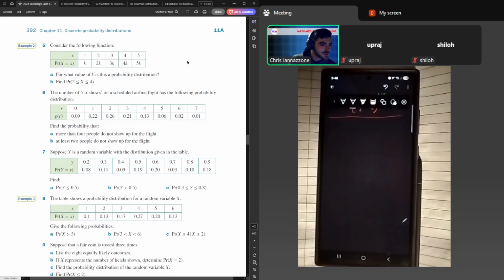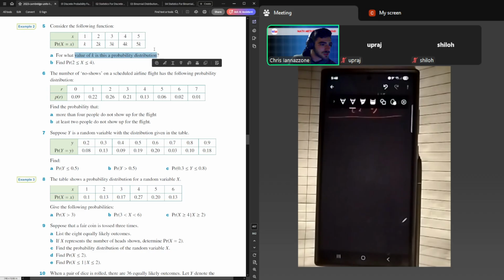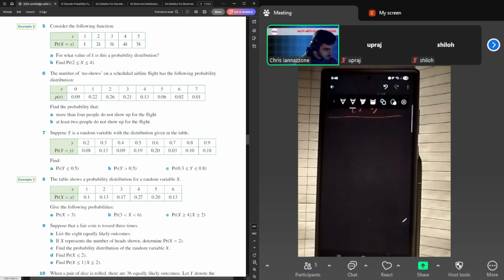Sweet, that's that. Question 5 has an interesting little version of this question. There's a whole bunch of k's in there, and it wants to say, what must k be for this to be a valid probability distribution? Q5a. Let's have a think about that.